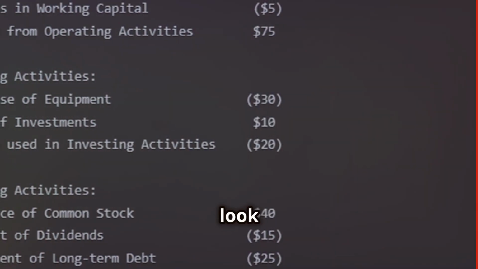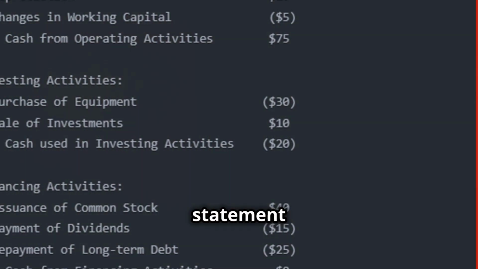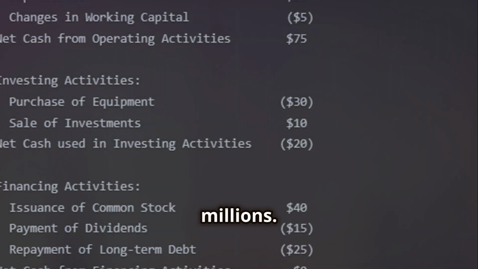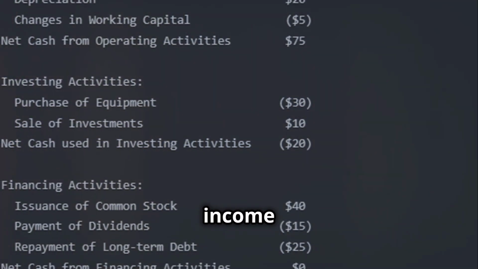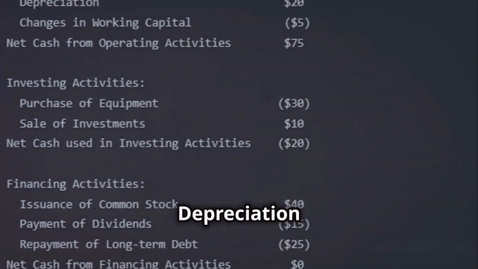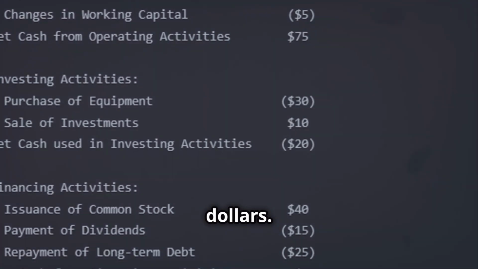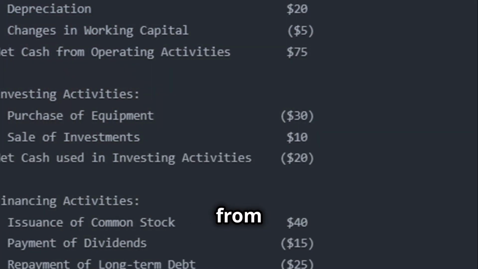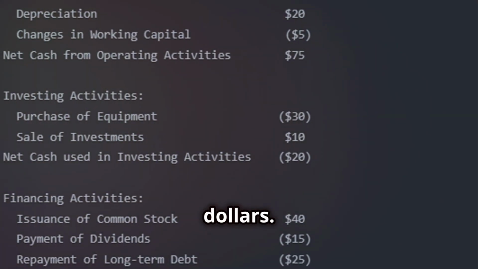For example, let's take a look at LMN Corp's cash flow statement for the year ended December 31st, 2023 in millions. Operating activities: net income $60 million. Depreciation $20 million. Changes in working capital negative $5 million. Net cash from operating activities is $75 million.